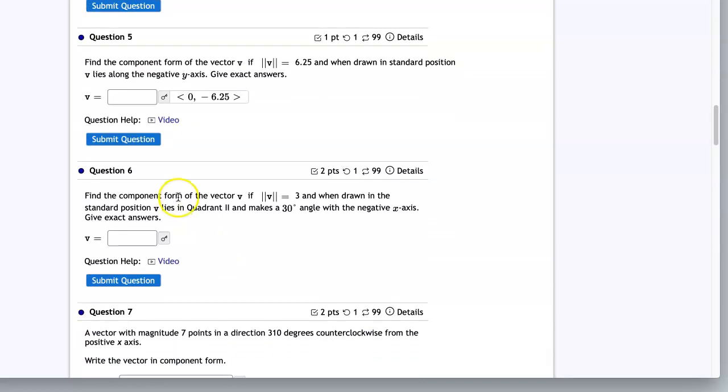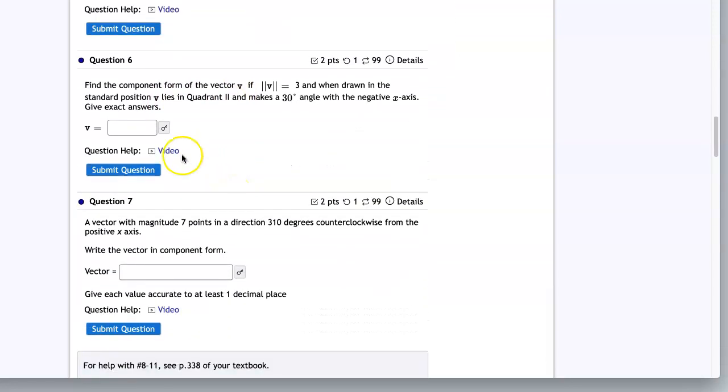Okay, so here in this question, though, we are not on an axis. Instead, we have a vector in quadrant 2 that makes a 30-degree angle with the negative x-axis. So let's go ahead and draw this one.